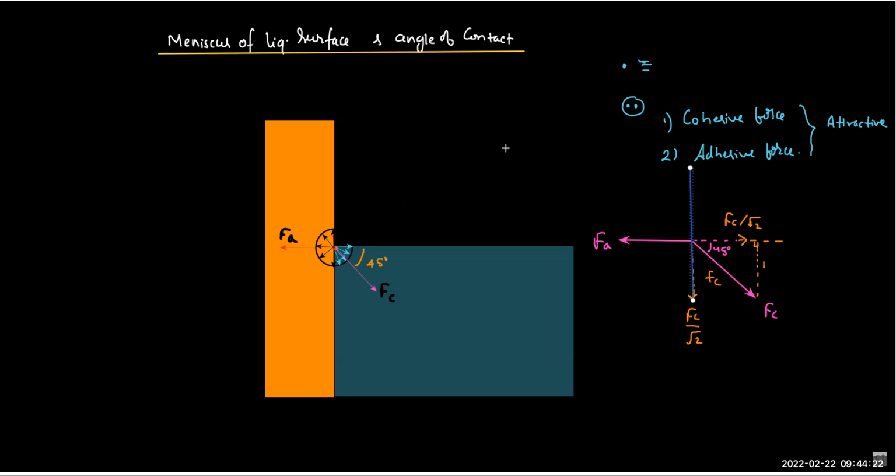Okay. So this is the situation. Now there is a tug of war between the F adhesive and FC by root 2. These two forces are playing the tug of war, so one of them will be the winner. So we'll take the cases of who is the winner. Okay, so let's take the first scenario.